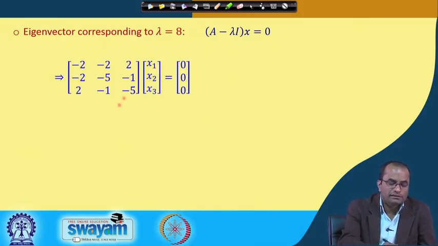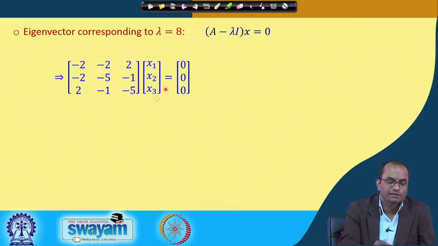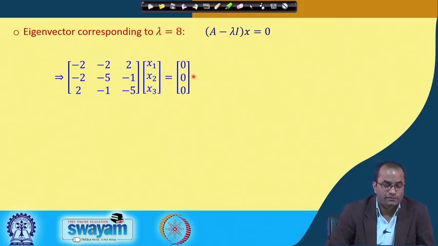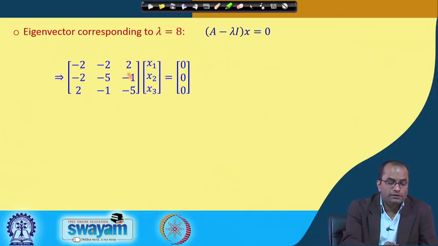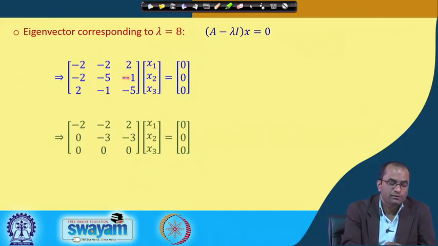So, here this is A minus lambda I. This lambda, meaning 8, was subtracted from the diagonal entries of A, and then we have x1, x2, x3, and the right-hand side the 0 vector. We can reduce this matrix to echelon form. So, 2, minus 2 in the first row as it is, and then here we can subtract. This will be 0, minus 3, and minus 3, and here also we can add in the first step. So, this will be 0, minus 3, and minus 3, and then in the second step again with the help of the second row.